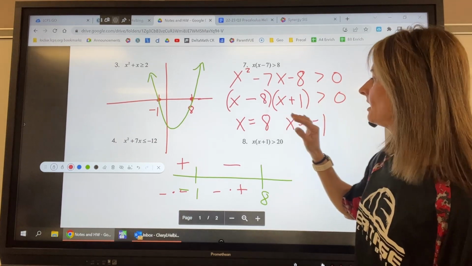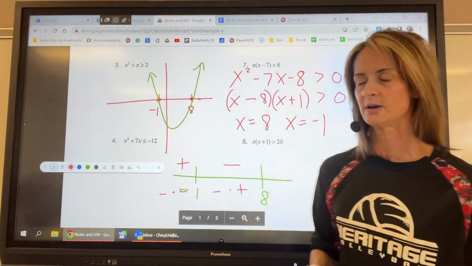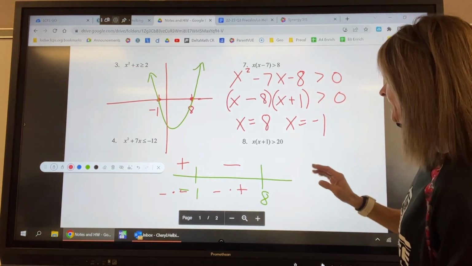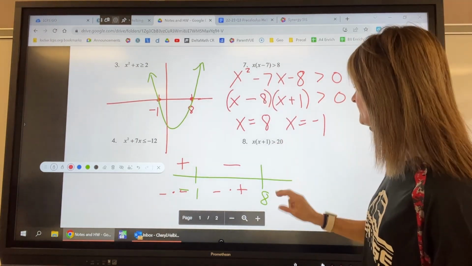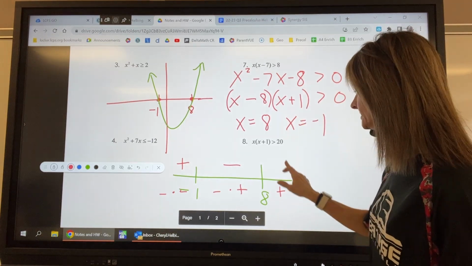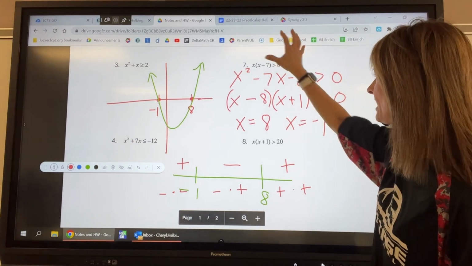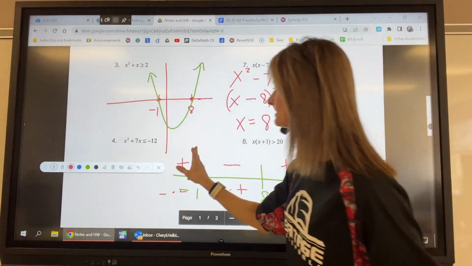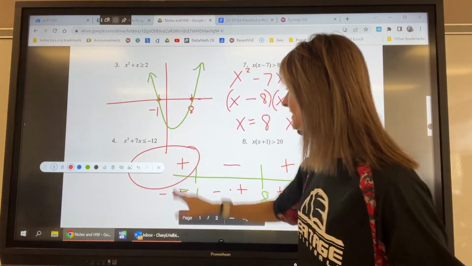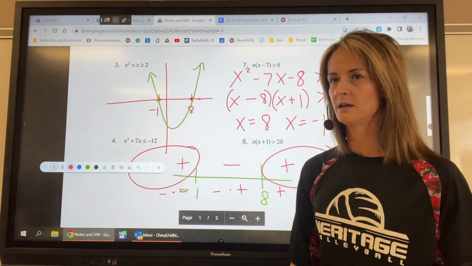Once you get one interval, it's pretty easy to tell the rest of them. But let's go ahead and pick 9. 9 minus 8 is positive, and 9 plus 1 is positive. A positive times a positive is positive. This question is asking, where is the graph greater than 0? Well, it's from negative infinity to negative 1 and from 8 to infinity, and the graph confirms that.